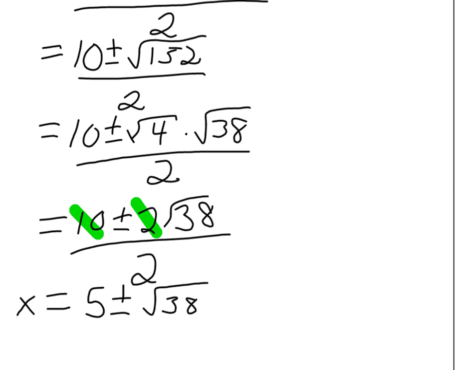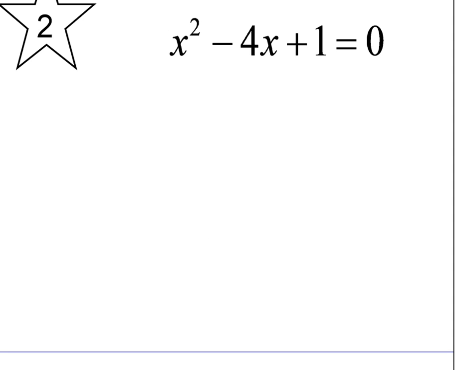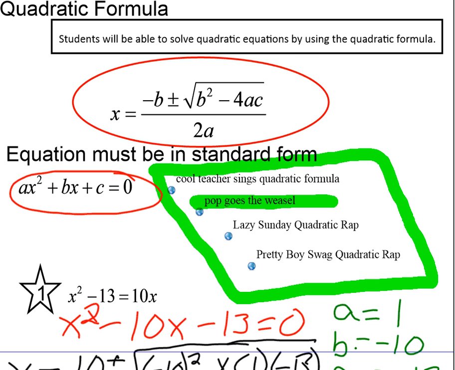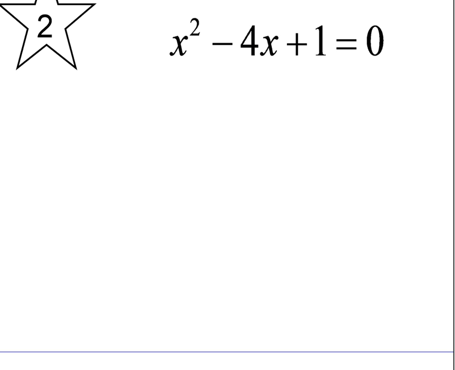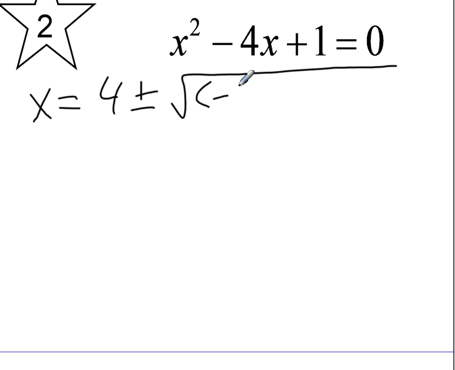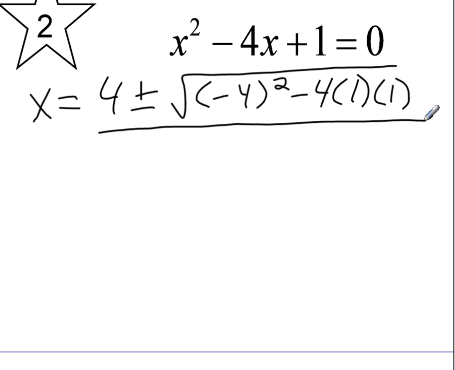Okay, let's see, what's my next problem? Okay, here's my next problem. This is already in standard form. I have x equals negative b, so that's a negative negative 4, plus or minus the square root of b squared minus 4ac, all over 2a.